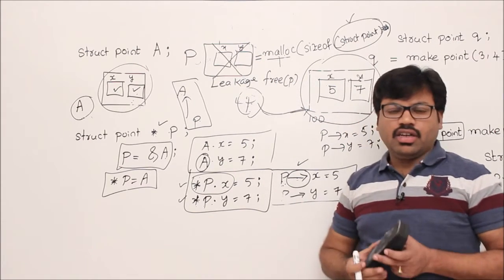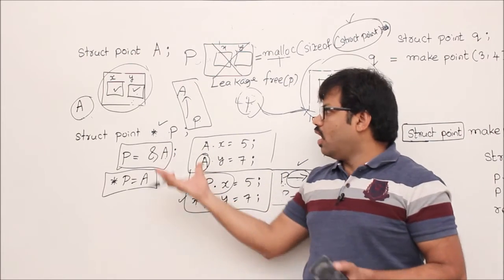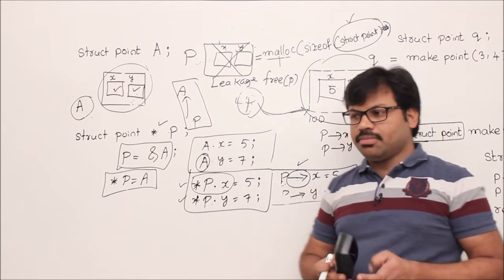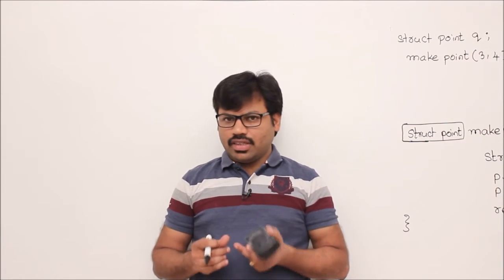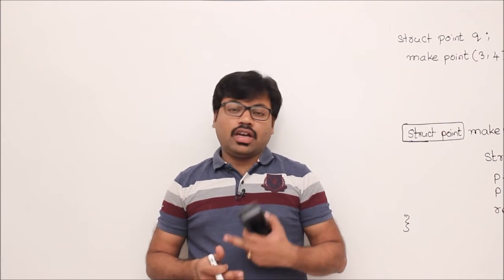Old story, right? So that story which is related to malloc is not different for structures. For structures also it is the same. Understand? So far we have seen structures with integers as members, right? Similarly you can have characters as members and also structures as members, which is interesting.